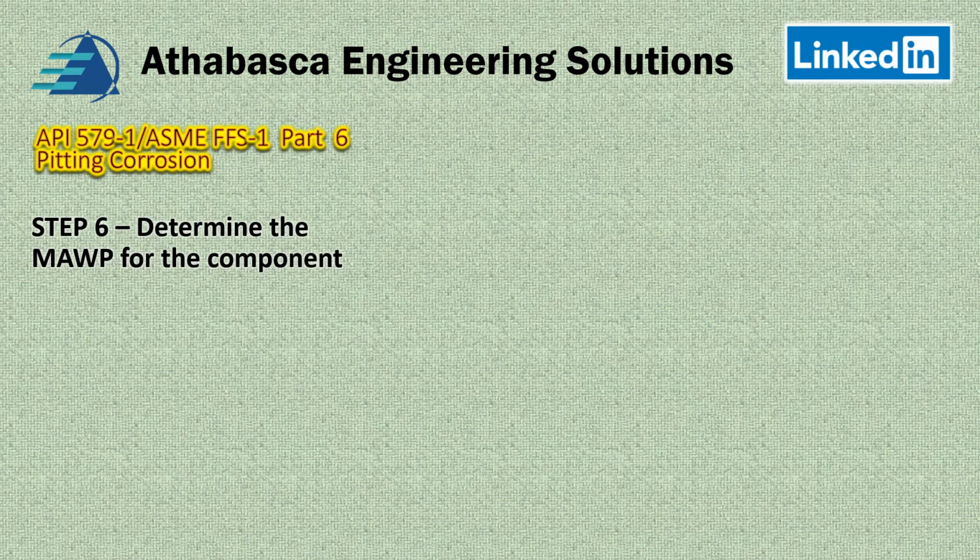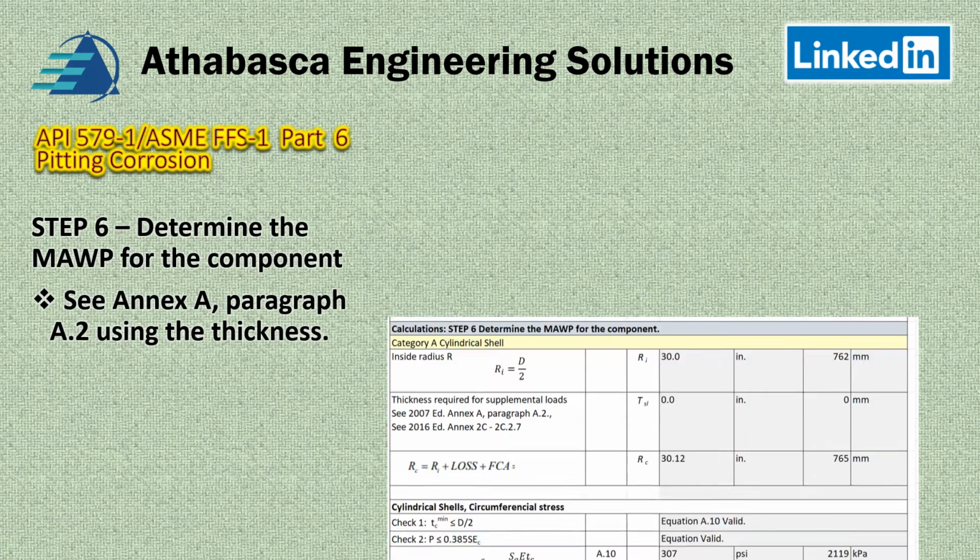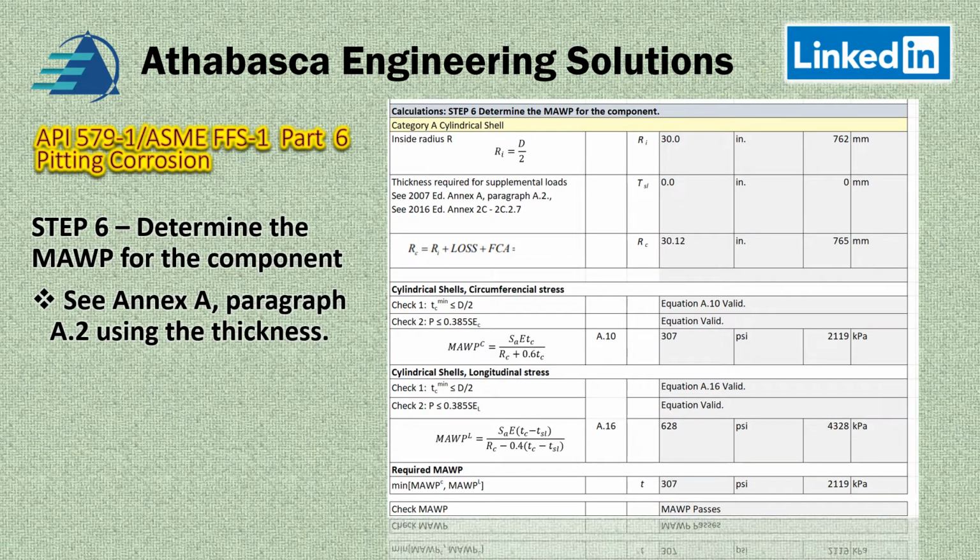That's step six. This is where we determine the MAWP, the maximum allowable working pressure for the component. And so we can use Annex A, and recall that the different versions of API 579-1 have them in different sections. They've rearranged them between the editions. So here we go. We have a category type A calculation. It's for a cylindrical shell. So first we start with determining our inside radius. And we have no supplemental loads.